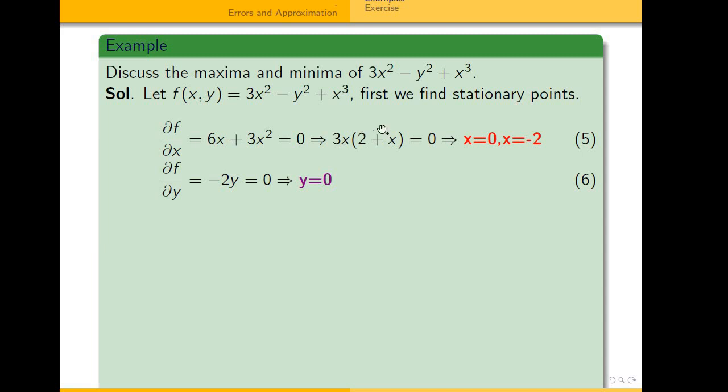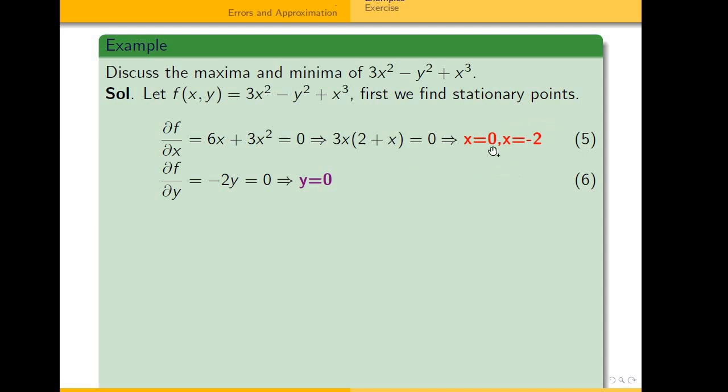And solving this, 3 is a constant. Here x is equal to 0 and this bracket is equal to 0, therefore we get x is equal to minus 2. And if we find the partial derivative with respect to y, we get minus 2y is equal to 0. From this, we get y is equal to 0. Now, using equations 5 and 6, we will try to find the stationary points. This is our 5. In 5, the first value is x equal to 0. I will take this first value x equal to 0 and then this y equal to 0. Then we get the first stationary point x equal to 0 and y equal to 0, that means 0, 0.